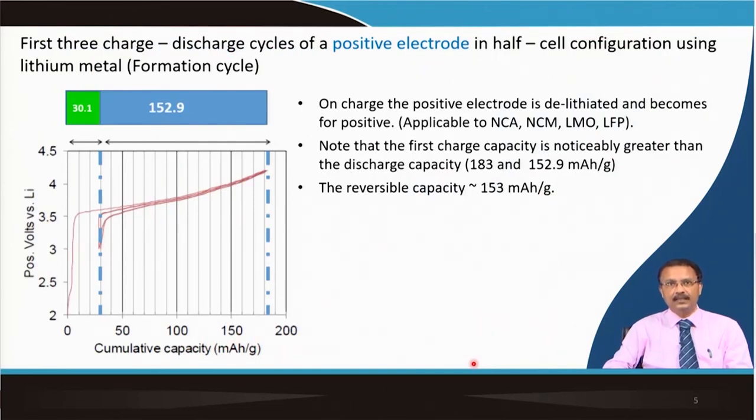Now, in case of a positive electrode, first you will have to do the coating, etcetera, and prepare the electrode. And in coin cell configuration, you will have to do at least 3 charge discharge cycles, depending on the electrode. If you have a good quality of electrode, 3 is sufficient. So, these are the first 3 charge discharge cycles of a positive electrode material in a half cell configuration using lithium metal. So, this we call formation cycles. You can understand from this curve, initially this is getting charged, and then eventually it is getting discharged, then again it is getting charged, and eventually you can also discharge it.